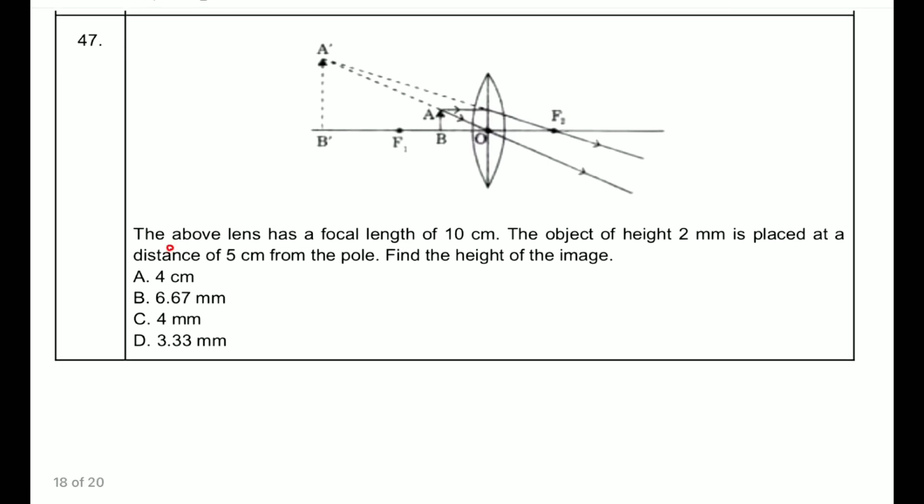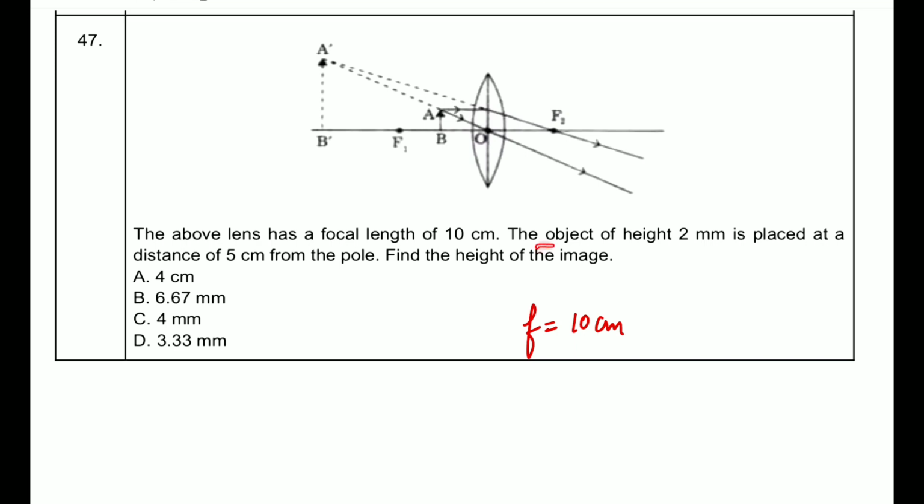Let's try to solve it. The above lens has a focal length of 10 centimeter. So you have to understand this is actually a convex lens. So if it has a focal length of 10 centimeter, that means the focal length is positive, 10 centimeter.